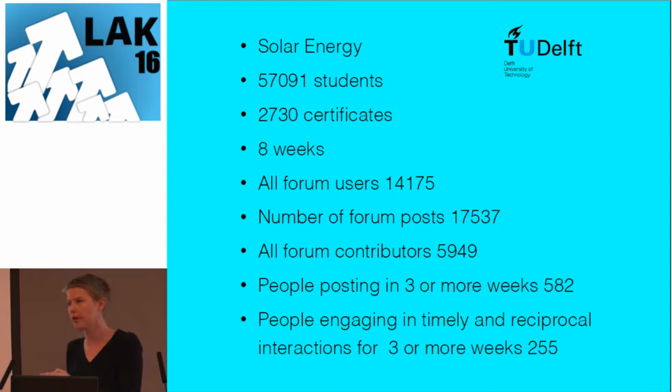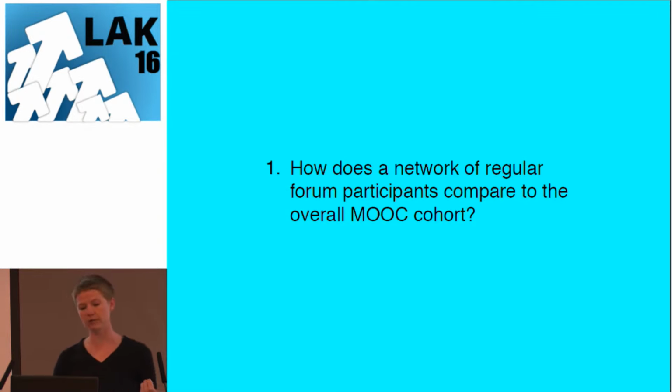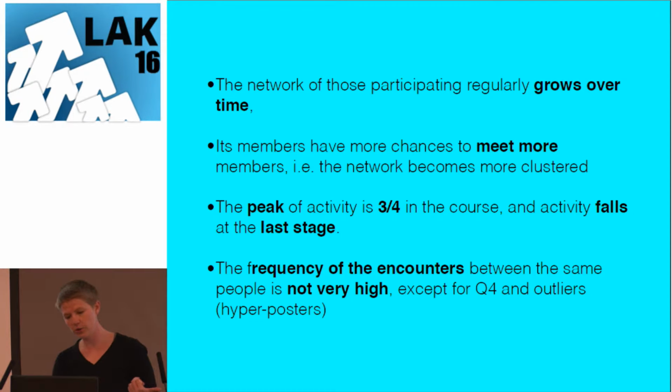And I want to emphasize that I've seen data from other courses, and it's always the same, 12 to 20. So people who made a post every week is a very small group of people. So first, how does a network of regular forum participants compare to the overall MOOC cohort? Basically nothing new. That network grows over time, so more people start posting. Their degree grows, accumulates, so they manage to meet each other over time. The peak of activity somehow falls on 3/4 and goes slightly down, I don't know.